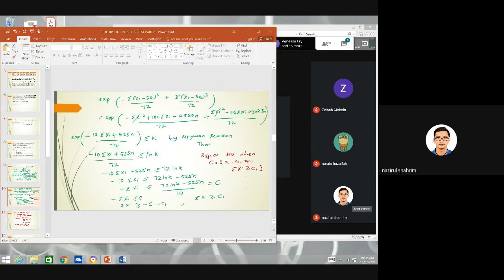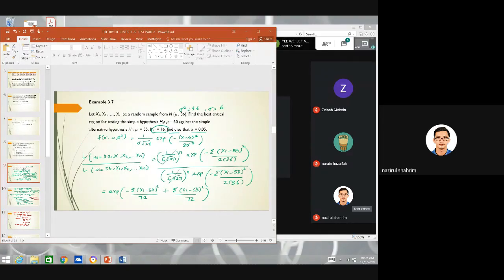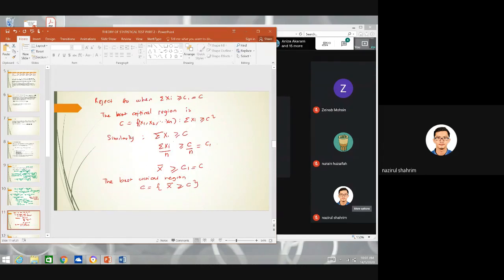Using this information, we want to solve this one. If n equals 16, find C so that your alpha is 0.05. Okay, again, remember back. What is your alpha? Your alpha is the probability of rejecting H0 when your H0 is true.